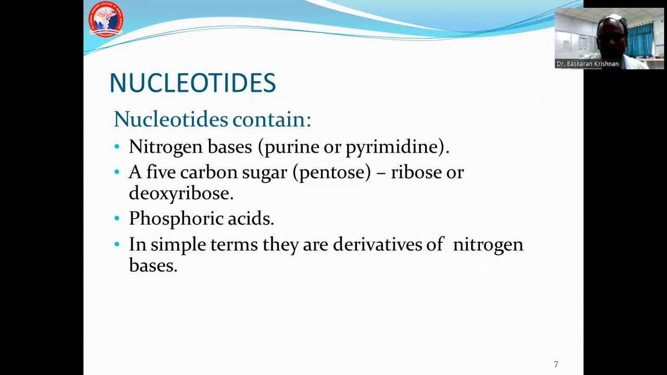Now we'll focus on the nucleotides. Nucleotides are made up of nitrogen bases, either purine or pyrimidine, a 5-carbon sugar, a pentose, either ribose or deoxyribose, and phosphoric acid. We can say simply that they are derivatives of nitrogen bases, because they are formed basically from nitrogen bases.